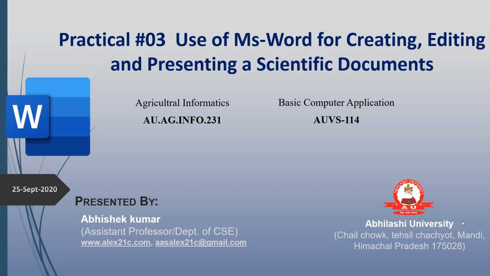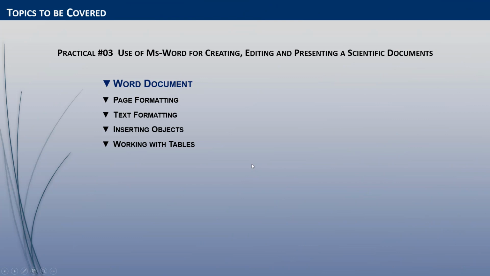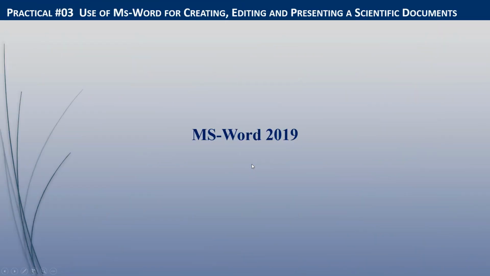Hello, practical third is about use of Microsoft Word for creating, editing, and presenting scientific documents. In this practical, we are going to use Microsoft Word 2019, and prior to version 2019 there were various versions of Microsoft Word like 2016, 13, 10, 7, etc.